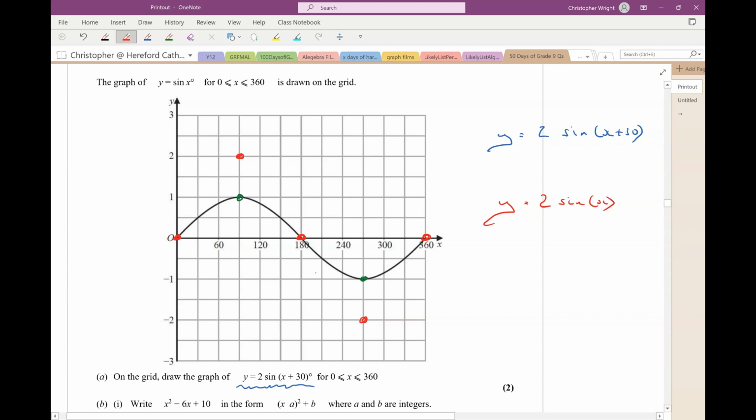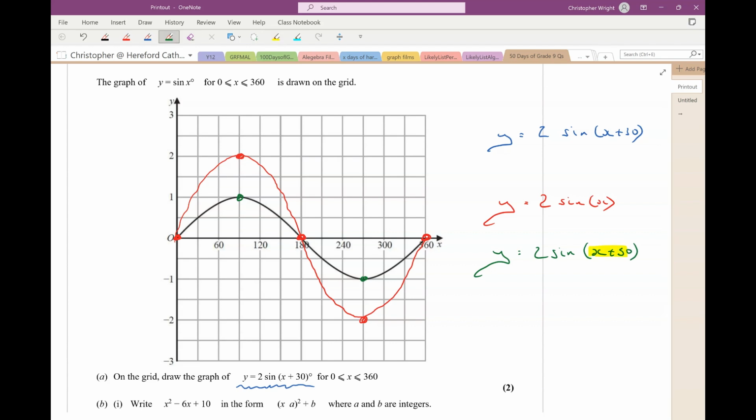Now, we're not asked for that curve. We're asked for the curve of y equals 2 sine(x plus 30). Now remember, if the change happens here in the bracket to the value of x, then you move your curve the wrong way. So I'm going to translate my red curve by 30 units to the left.